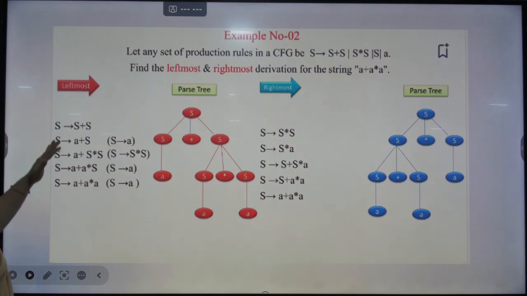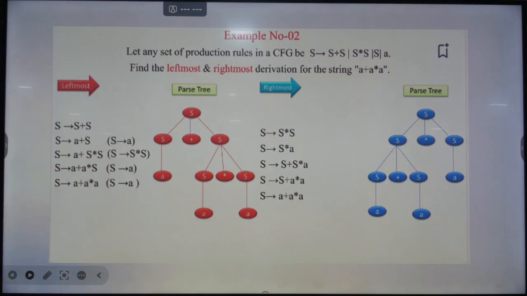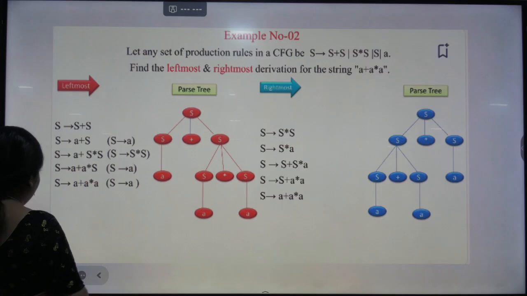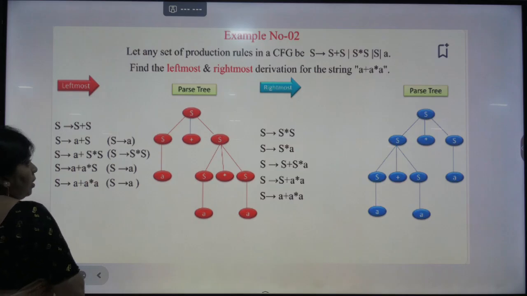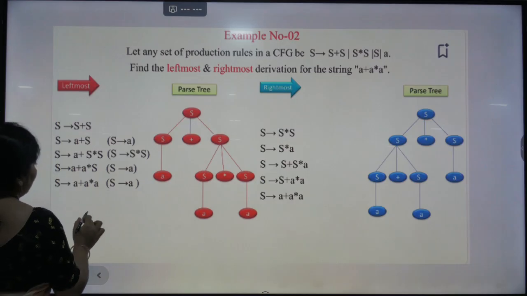So by using either leftmost derivation or rightmost derivation, we can derive the string. The given context free grammar is S tends to S plus S, or S tends to S star S, or S, or A. By using that, we need to derive A plus A star A. So either by using leftmost derivation we can derive. So here, S tends to.